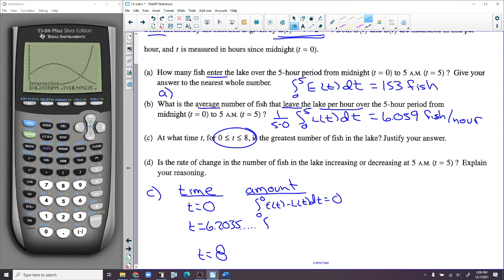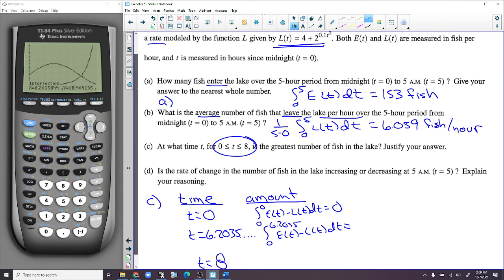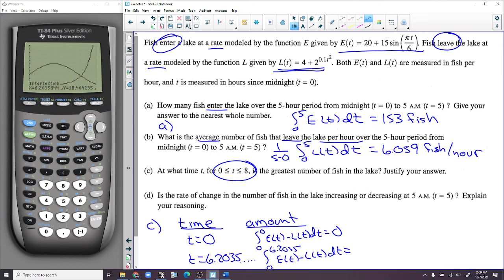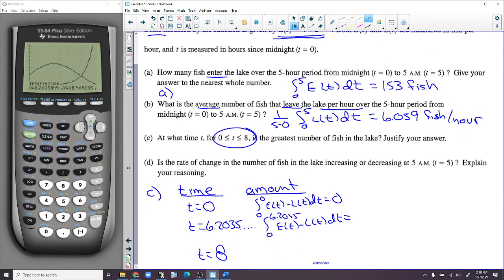So the next one is the integral from 0 to 6.2035 of E of t minus L of t dt. And if they told me an initial value, I missed it. I don't think they did. No, I don't see an initial value. So we assume that the lake is empty.